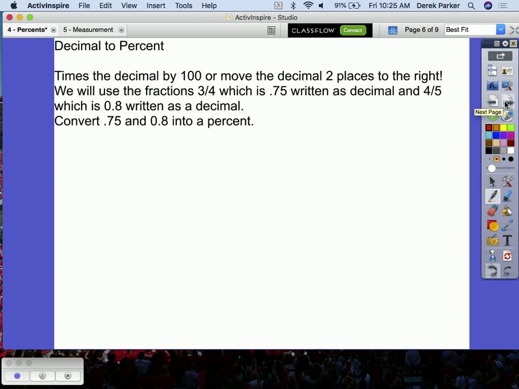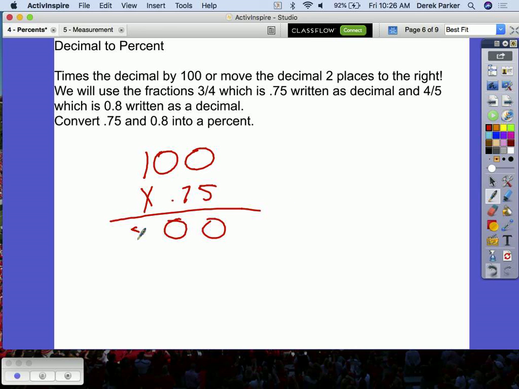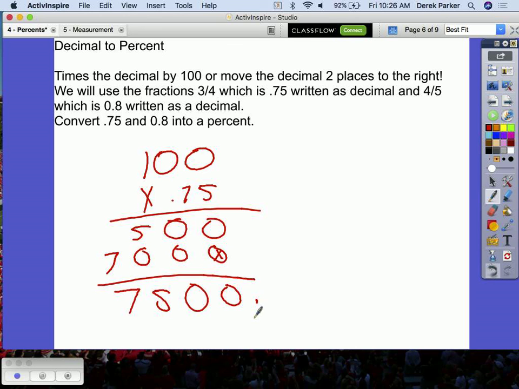Decimal to a percent: multiply the decimal by 100 or move the decimal 2 places to the right. We will use the fractions 3 over 4, which is 0.75 written as a decimal, and 4/5, which is 0.8 written as a decimal. To convert these decimals to a percent, all you have to do is multiply by 100. So 0.75 is the same as 75%.